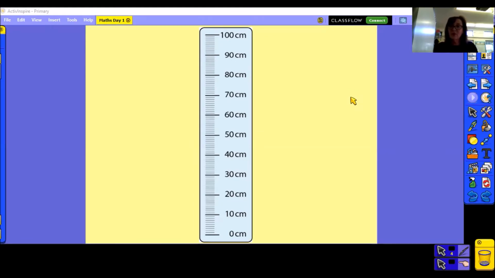So let's start by warming up our brains and counting in tens. 0, 10, 20, 30, 40, 50, 60, 70, 80, 90, 100. Now let's count backwards. 100, 90, 80, 70, join in, 60, 50, 40, 30, 20, 10, 0. Well done.